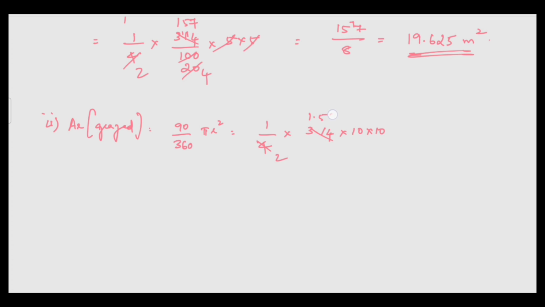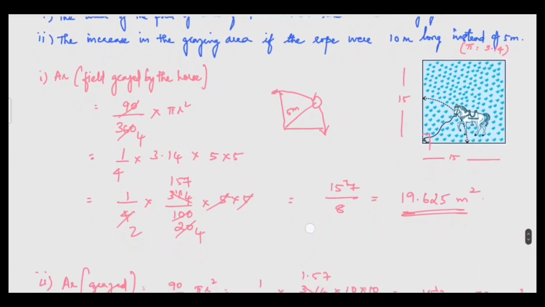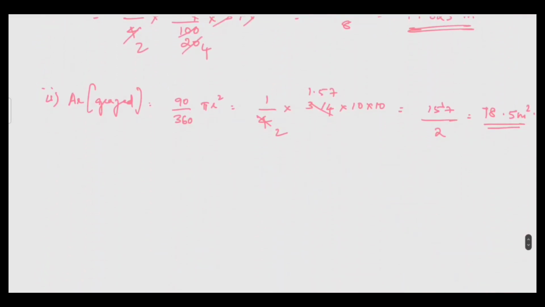That is 157 divided by 2, that is 2 7s are 14, 2 8s are 16, 78.5 meters square. This is the larger area. We have to find the increase in grazing area. We will find that by subtracting the smaller area from the larger area.